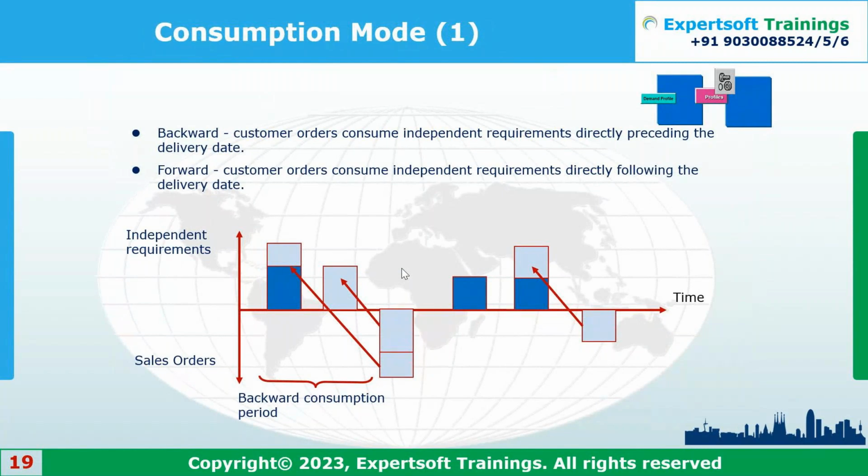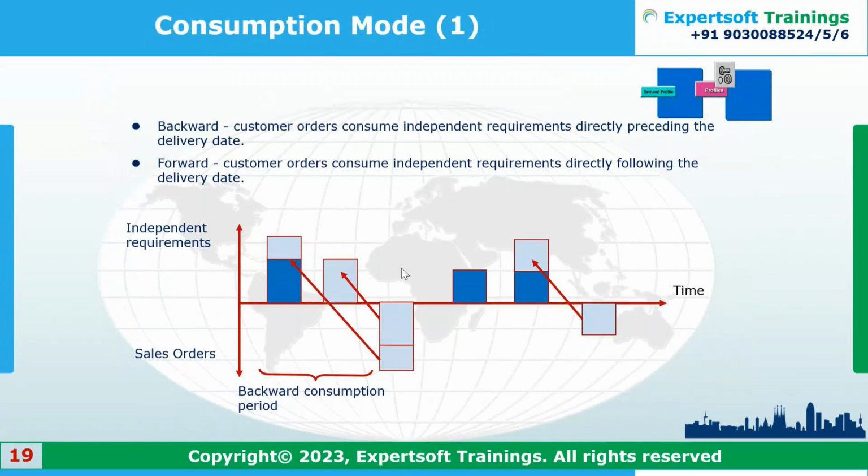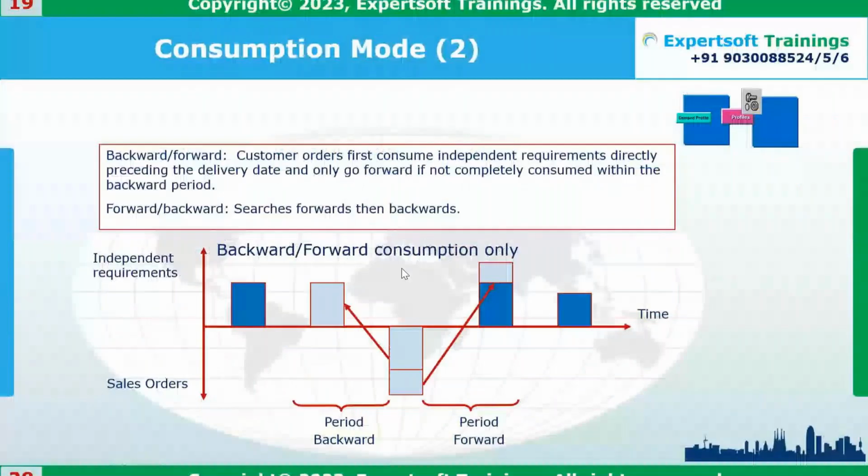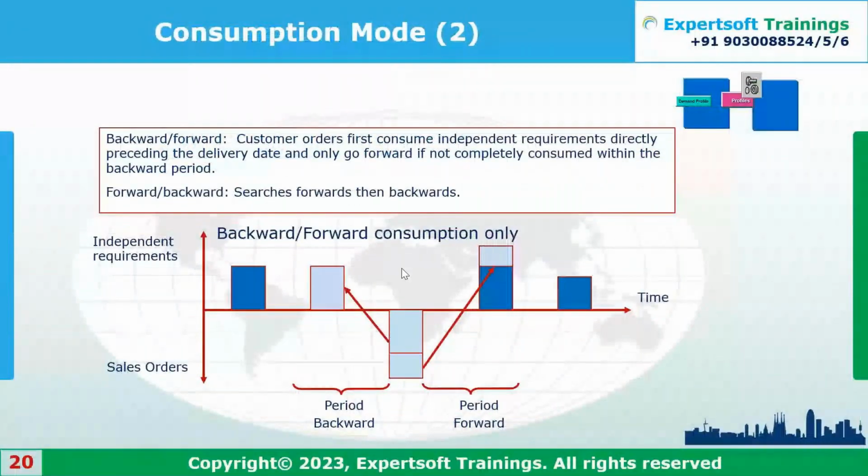Based on the consumption mode selection, it will behave. And if you are selecting both, for example, first backward then forward, or first forward then backward, all of these things, based on our selection parameters, it will behave. I can explain these things very well in detail.